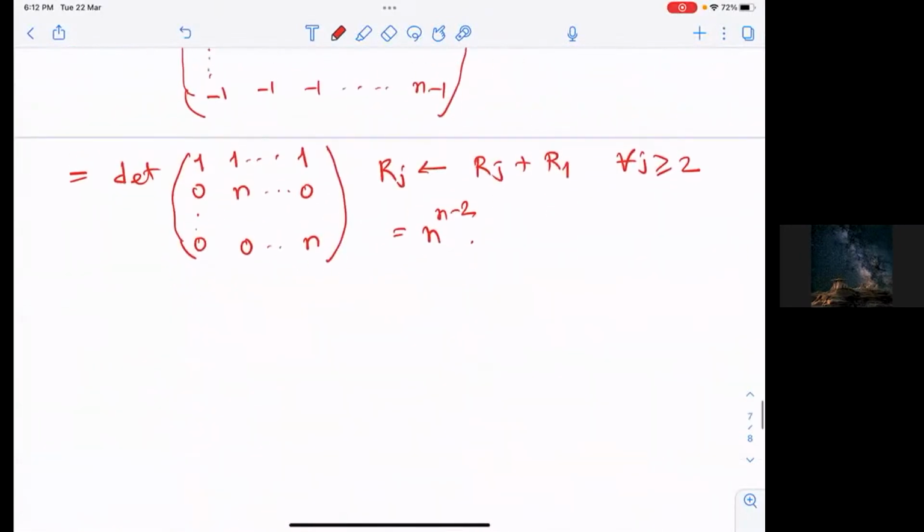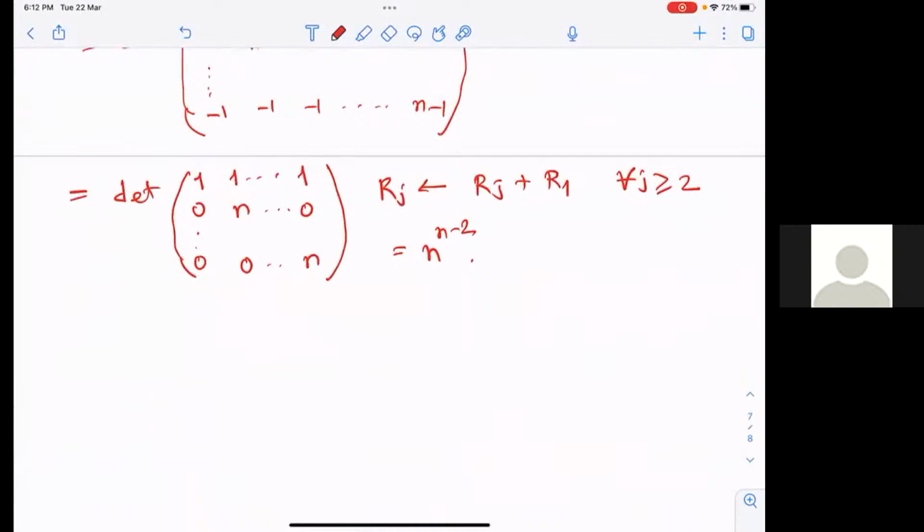Okay. So see, this is a very interesting way you get back Cayley's theorem.